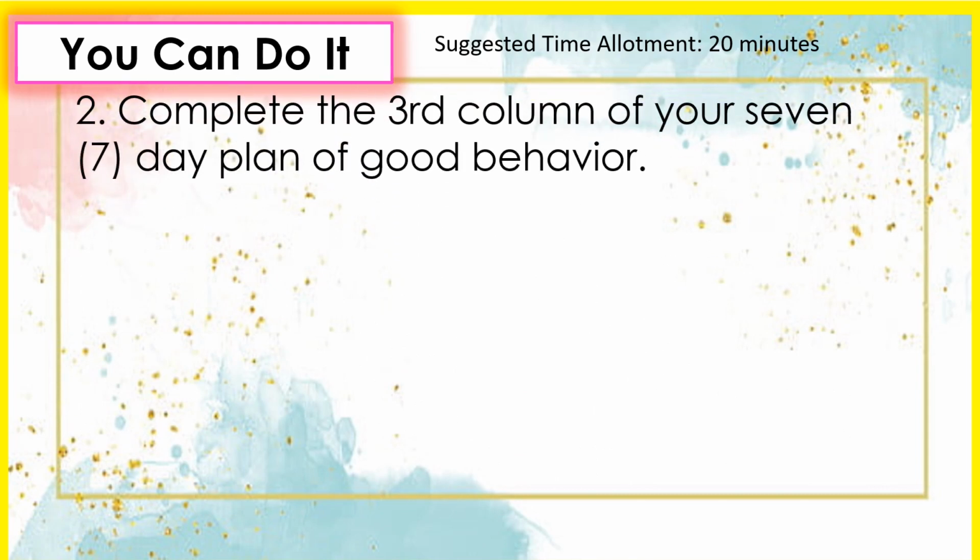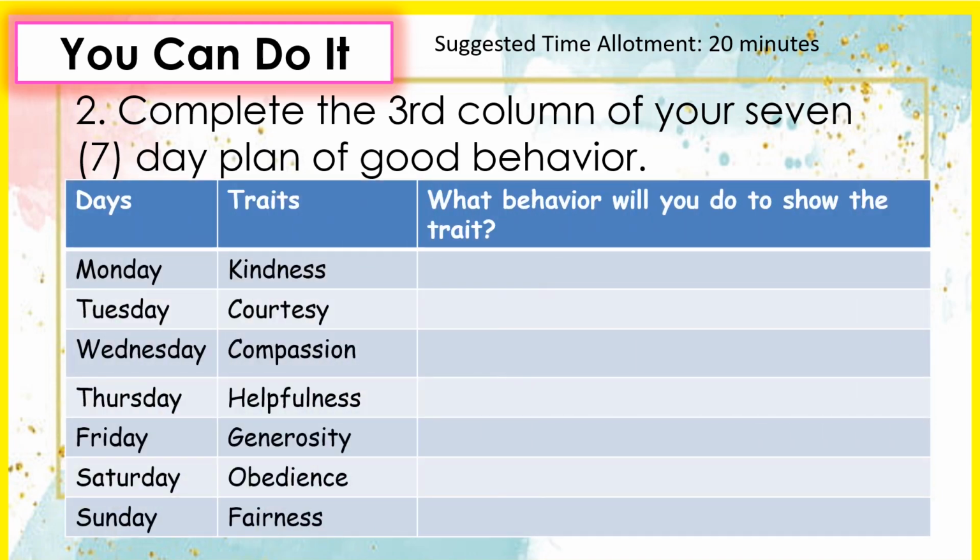Number 2, complete the 3rd column of your 7-day plan of good behavior. Okay, so what behavior will you do to show the trait for kindness? So an example for that is sharing my bread to my brother or sister. So that is an example of good behavior for kindness. Then continue answering from Tuesday till Sunday.